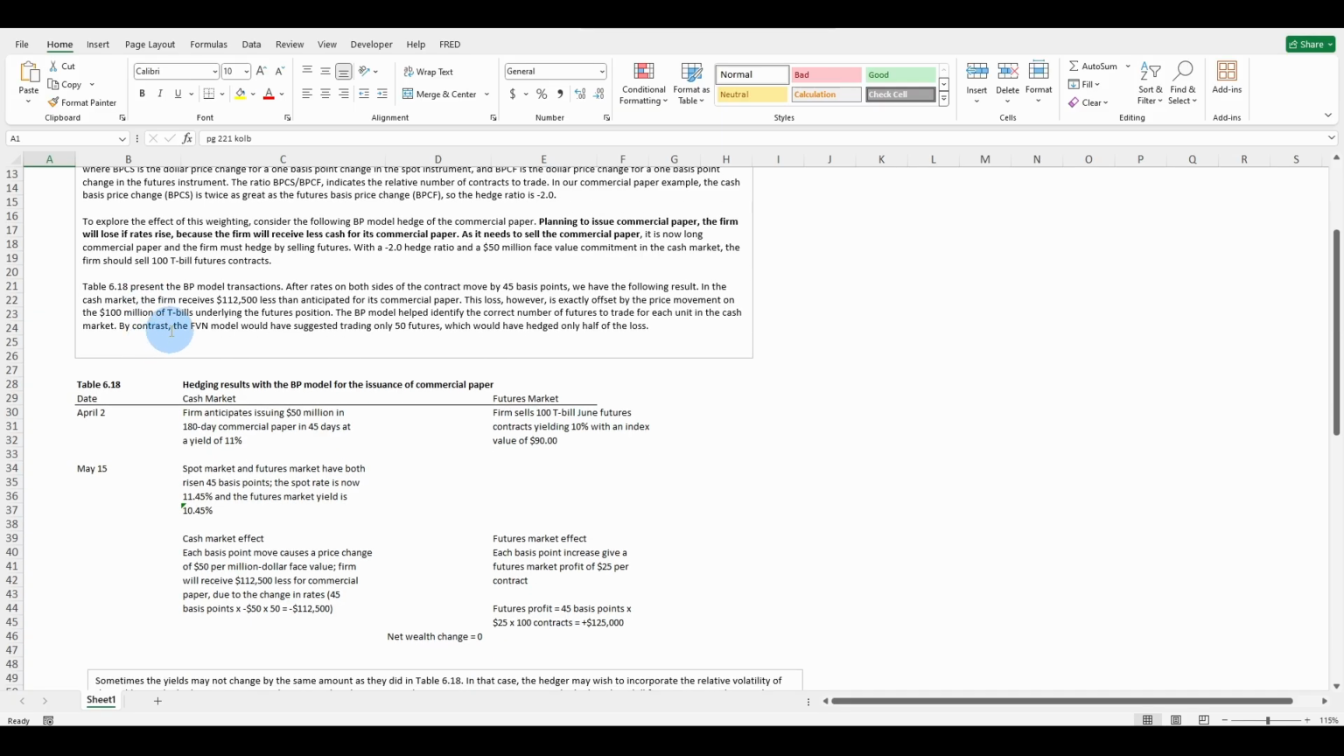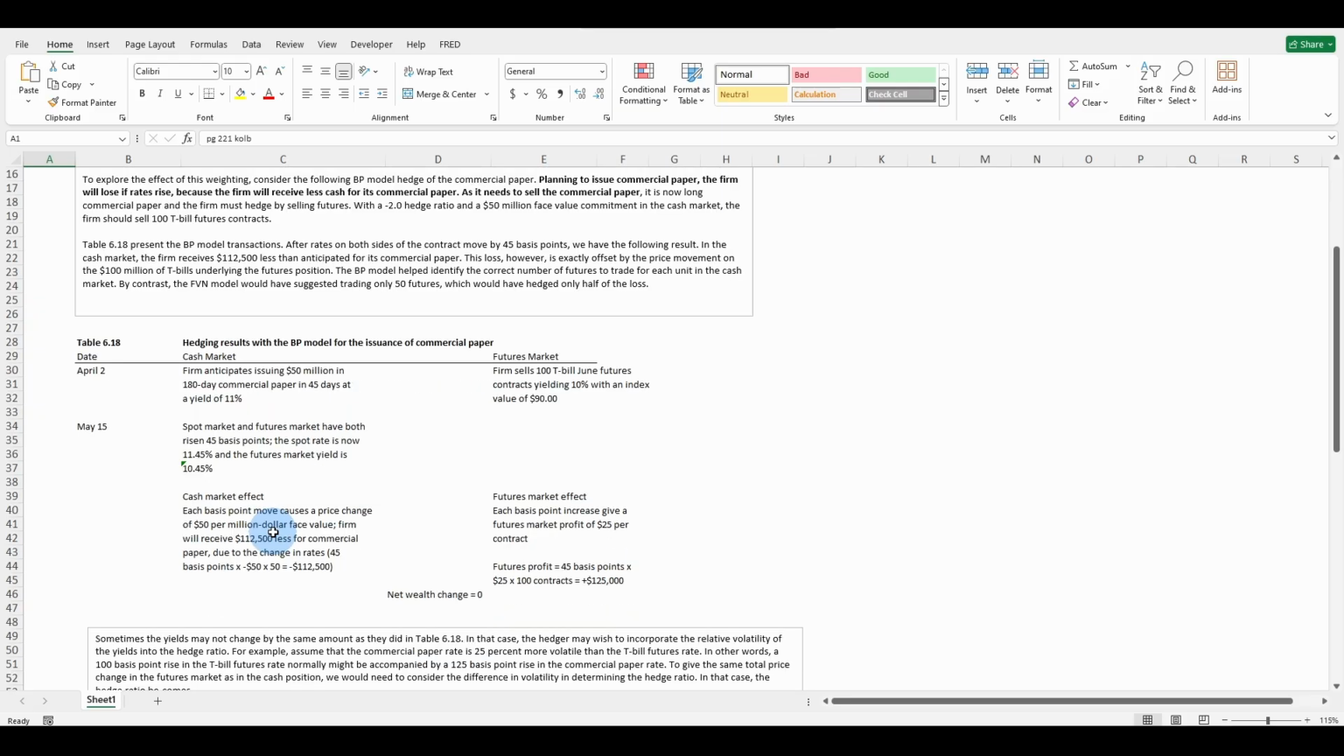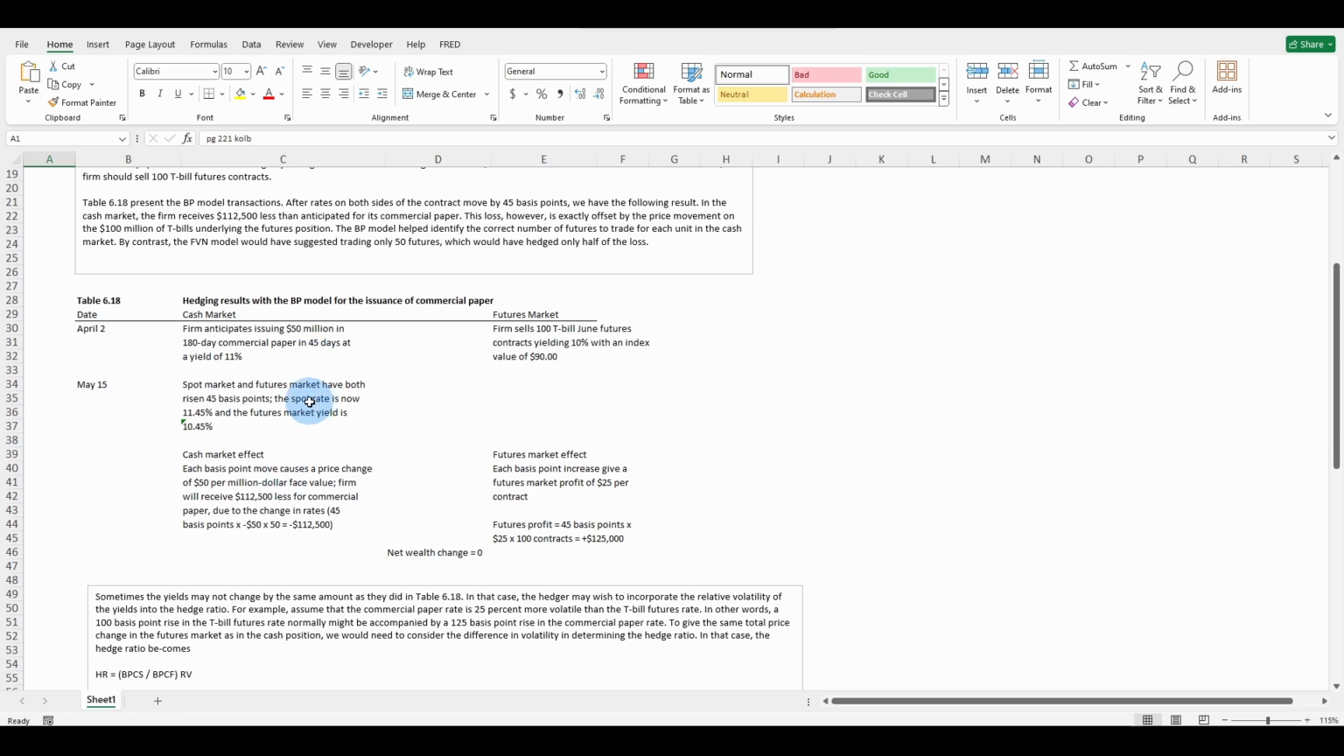After rates on both sides of the contract move by 45 basis points, we have the following results. In the cash market, the firm receives 112,000 less than anticipated for its commercial paper. This loss, however, is exactly offset by the price movements on the 100 million of T-bills underlying the futures position. The BP model helped identify the correct number of futures to trade for each unit in the cash market. By contrast, the FVN model would have suggested trading only 50 futures, which would have hedged only half of the loss.